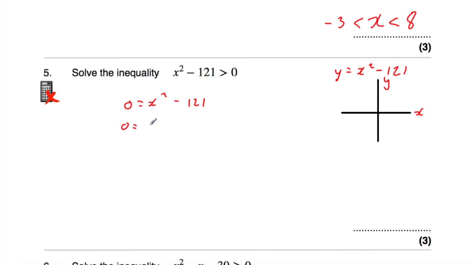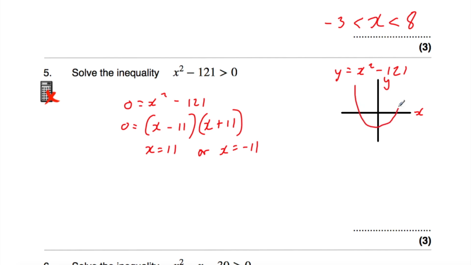So we're going to get 0 equals, and then bracket, bracket. We're going to put x in the front of both brackets. And then one's going to have minus 11 and one's going to have plus 11, because the square root of 121 is 11, and we do one with a plus sign and one with a minus sign. So that means that here x would be equal to 11, or here x would be equal to minus 11. So that means the quadratic graph will cross the x-axis at minus 11 and 11, so minus 11 and 11.